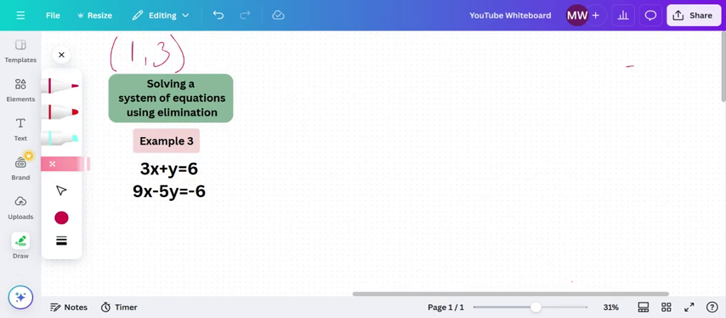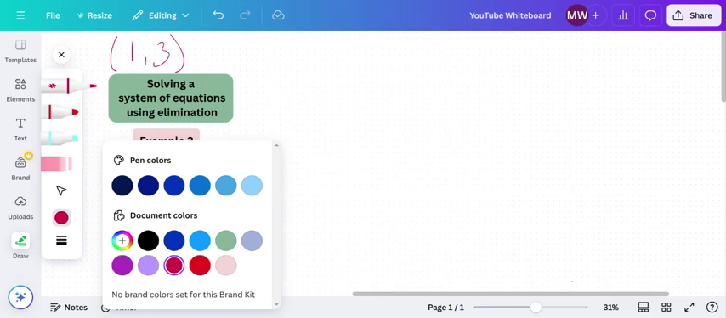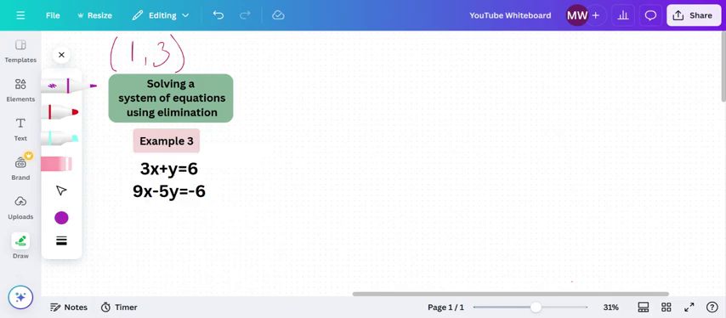So it's going to be the same process, but this time we're going to focus on the y's instead of the x's. Okay, so when I look at my y's, I have a positive 1y and a negative 5y. So the nice thing about the y's is they already have opposite signs. All I need to do is make them have the same number out front. So if I look at this first equation, I want to turn that 1y into a 5y, which means I have to multiply by 5, because 5 times 1 gets me 5.